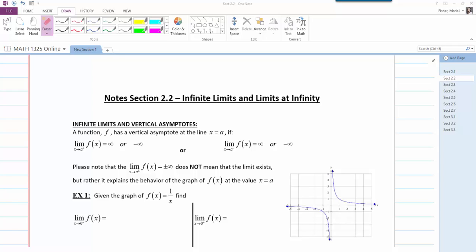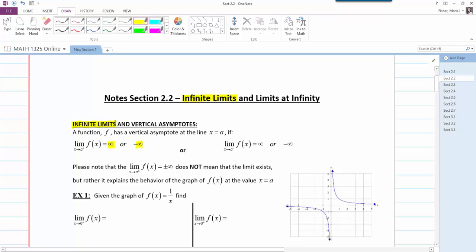Section 2.2 deals with infinite limits and limits at infinity. We're going to start by looking at infinite limits, and then we'll look at limits at infinity. Infinite limits mean that when you're trying to find the limit as x approaches some number, you end up with the answer of either infinity or negative infinity. So those are what we call infinite limits.